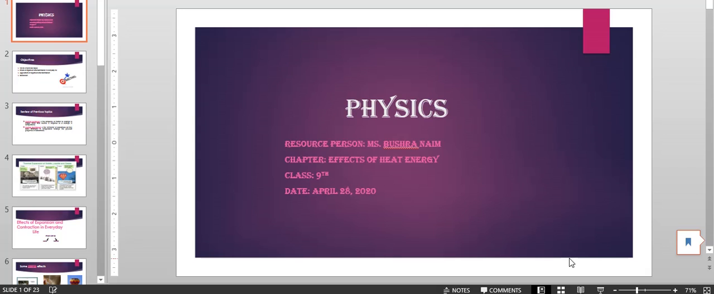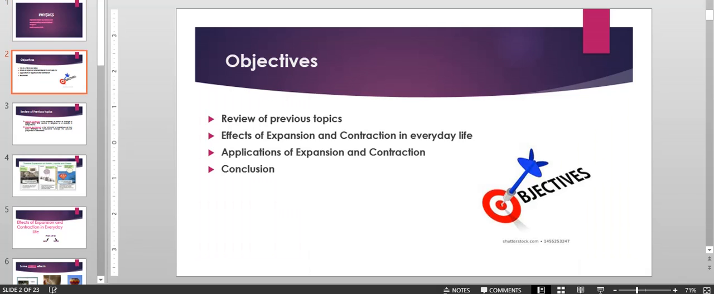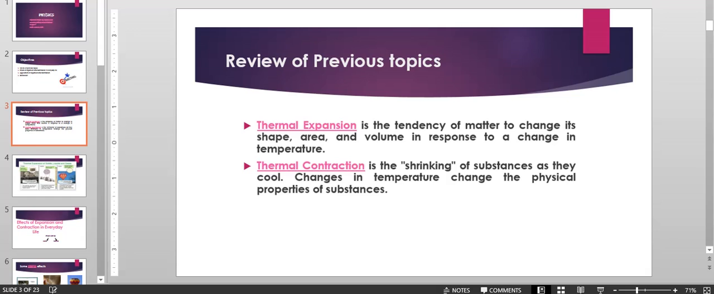Students, in our previous class, we started chapter number 11 of your science books, that is effects of heat energy. We introduced the topic of thermal expansion and contraction. So now we'll move to the next topic of this chapter. Our objectives for today's lecture are review of the previous topics, effects of expansion and contraction in everyday life, applications of expansion and contraction, and in the end, the conclusion. So before moving to the next topic, let's promptly discuss the previous topic.